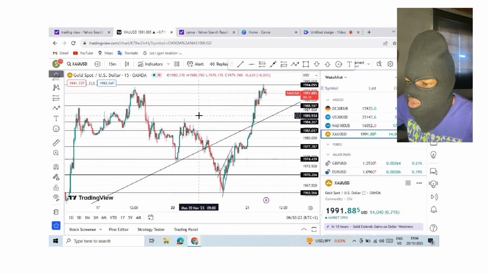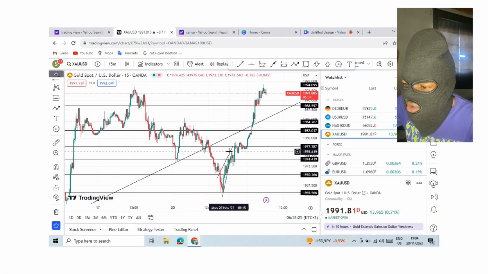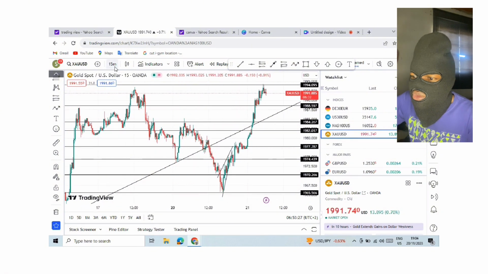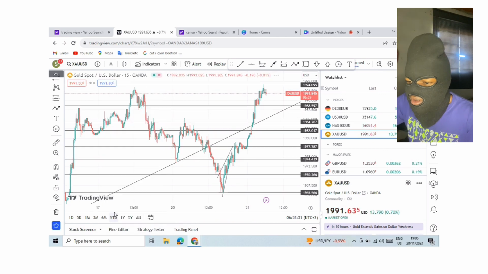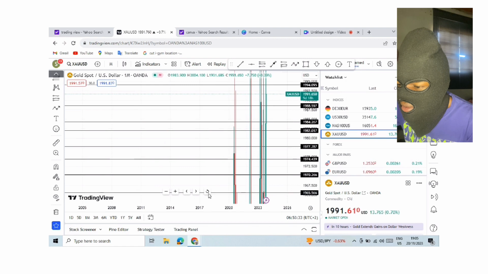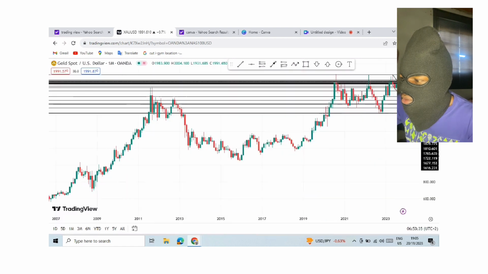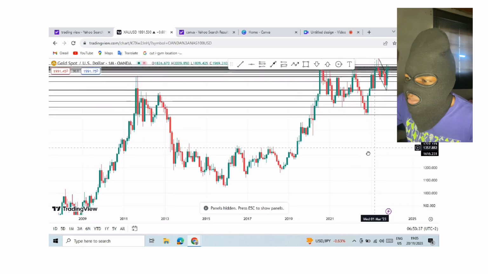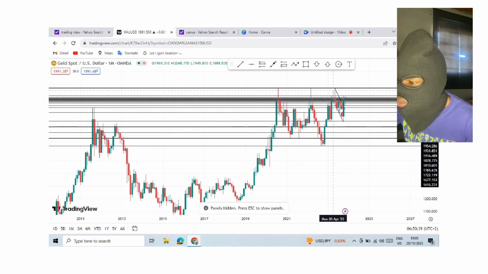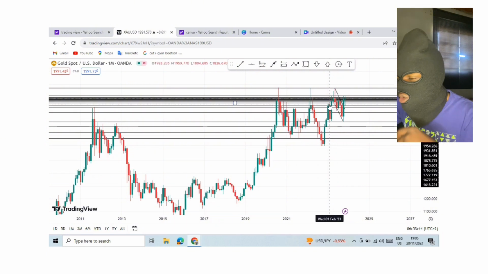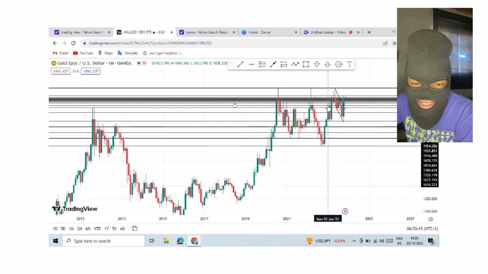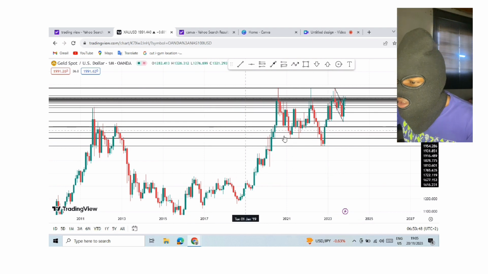Okay guys, with gold I'm not going to create zones, as I'm already on zones. I'm just going to start from a monthly time frame. You can see this is what I normally do. This is what I did on NAS100, as you've seen before, with this Nasdaq that I just analyzed for you. These are the zones.